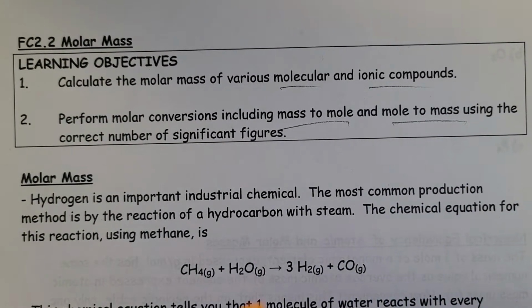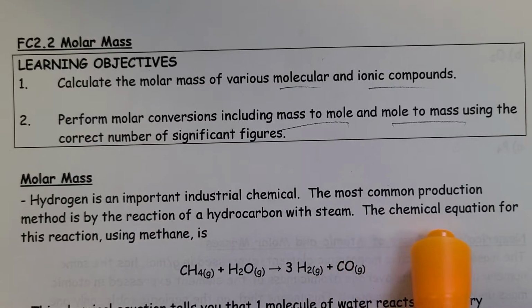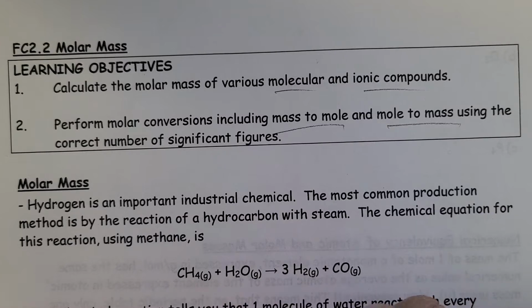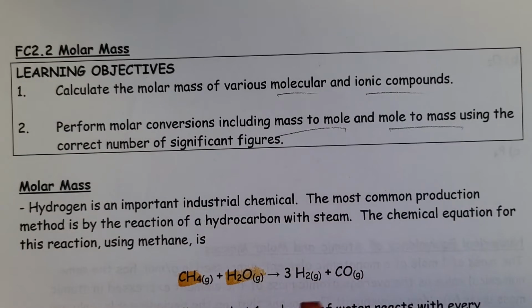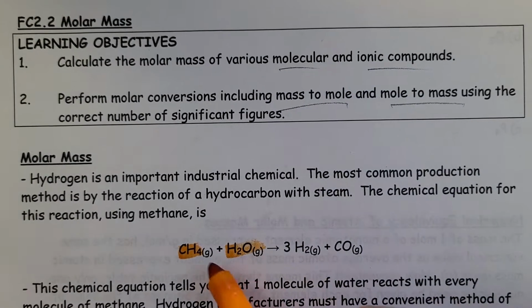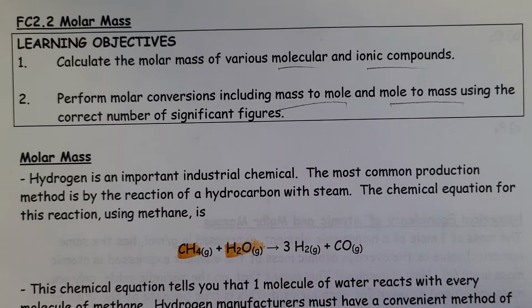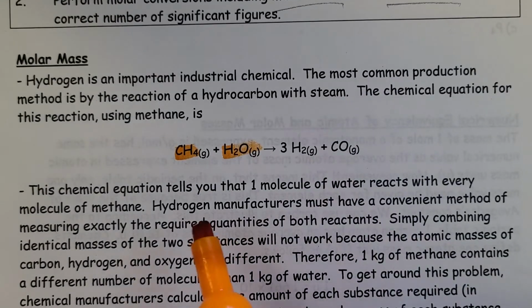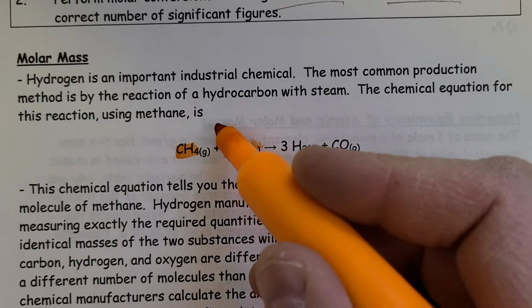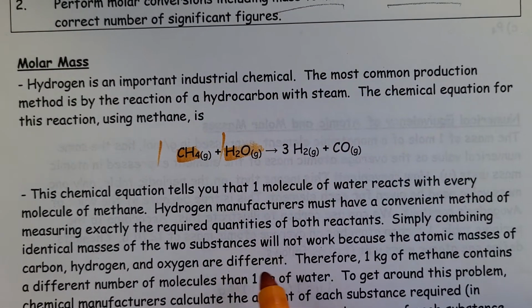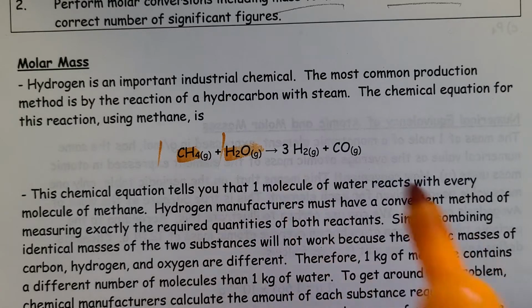So molar mass. Hydrogen is an important industrial chemical, and the most common production method is by the reaction of a hydrocarbon with steam, i.e. H2O. So what happens here, the carbon and the hydrogen switch places, we get the production of hydrogen gas and carbon monoxide. The chemical equation tells us that we need 1 molecule of water for every 1 molecule of methane. Hydrogen manufacturers must have a convenient method of measuring exactly those amounts.